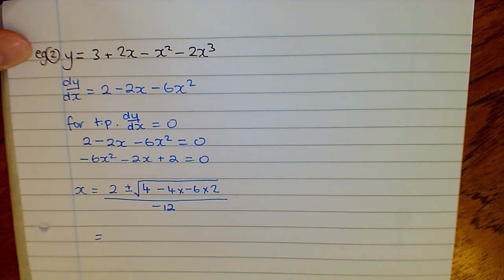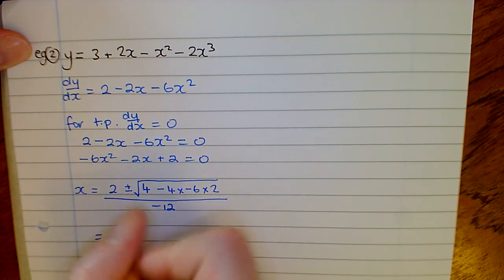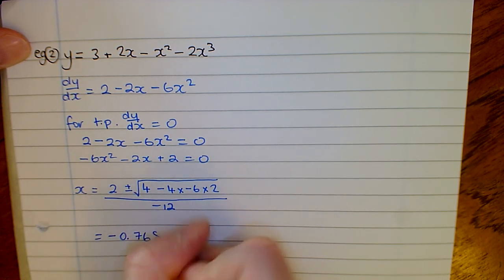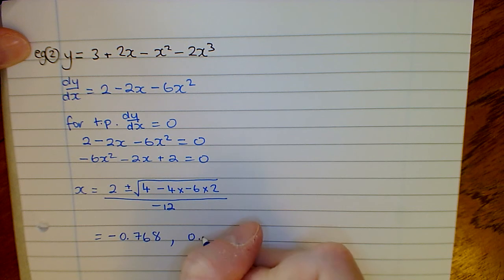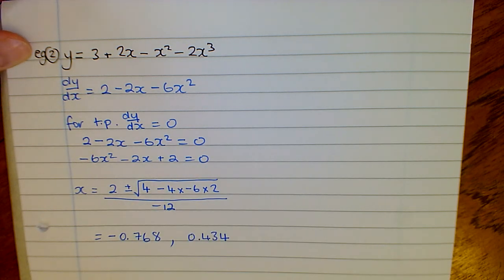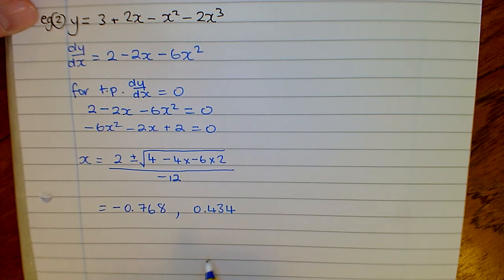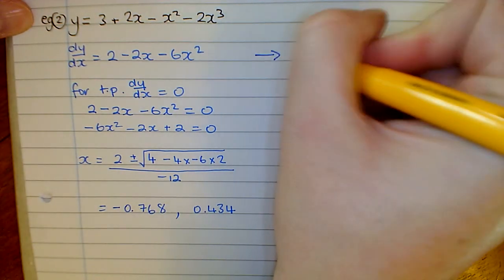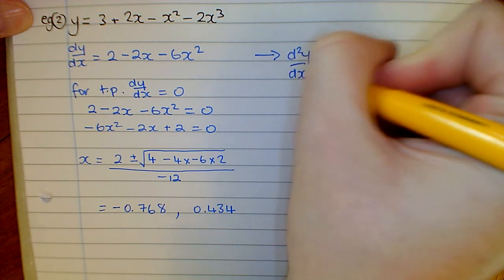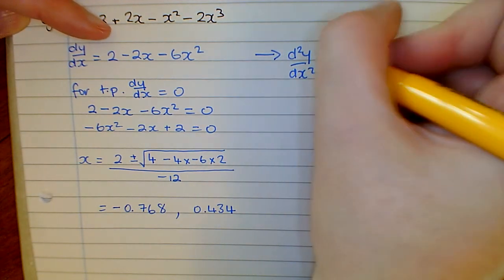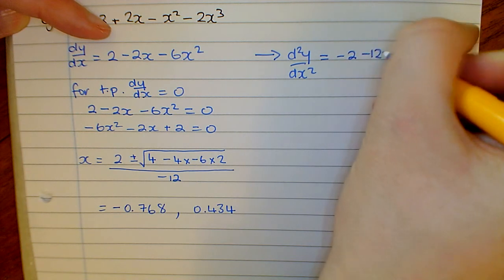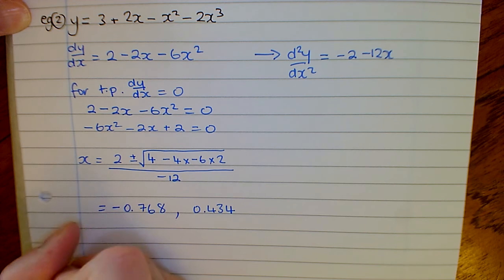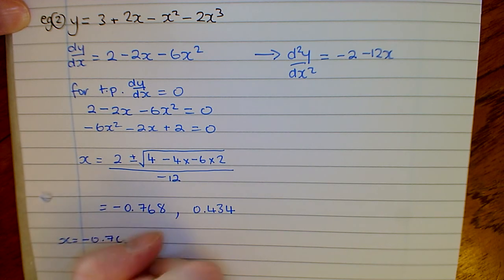And this time our x coordinates are minus 0.768 and 0.434 to 3 decimal places. So again, I need to find the y values and I need to find d2y by dx squared for each of them. So d2y by dx squared, differentiate our dy by dx again, and we get minus 2 minus 12x.